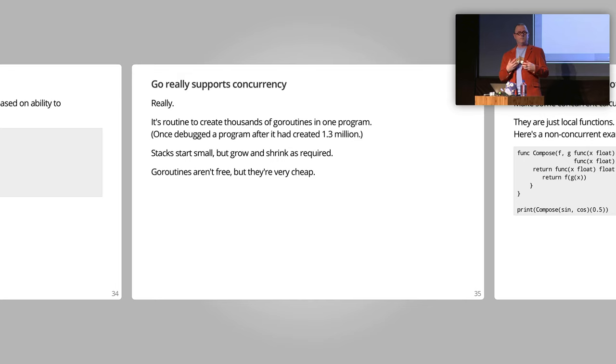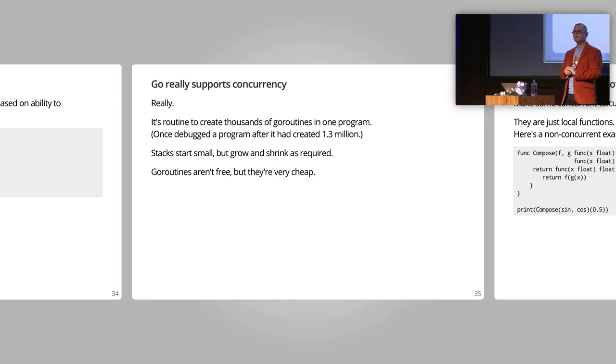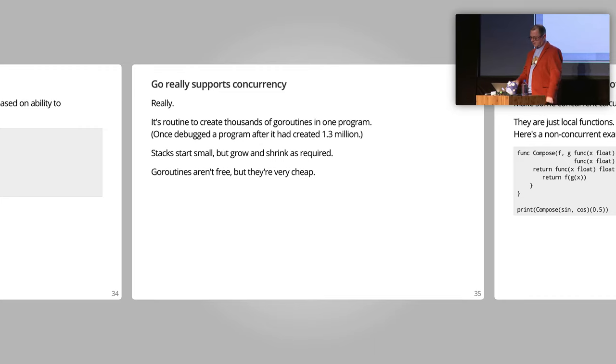So they're not free. There's allocation involved, but not much. And they grow and shrink as needed, and they're well managed. But they're very, very cheap. And you can think about them as being as cheap as gophers.